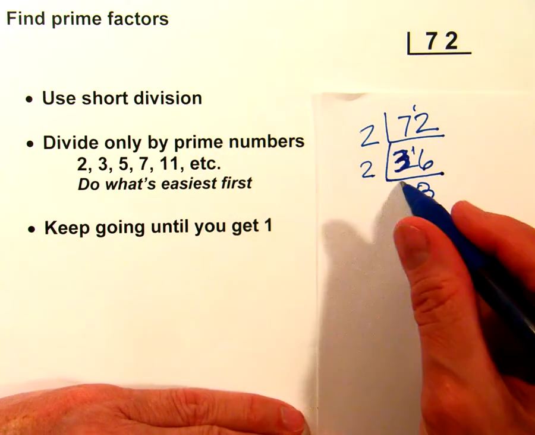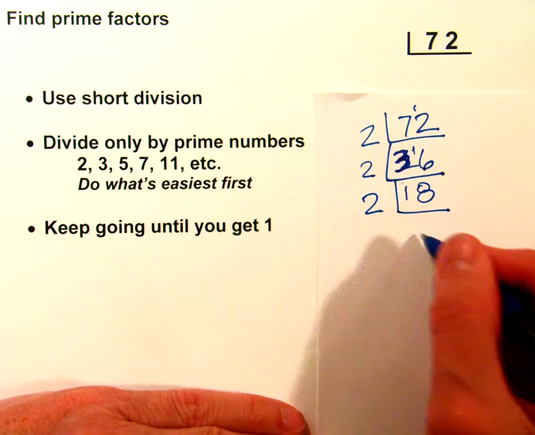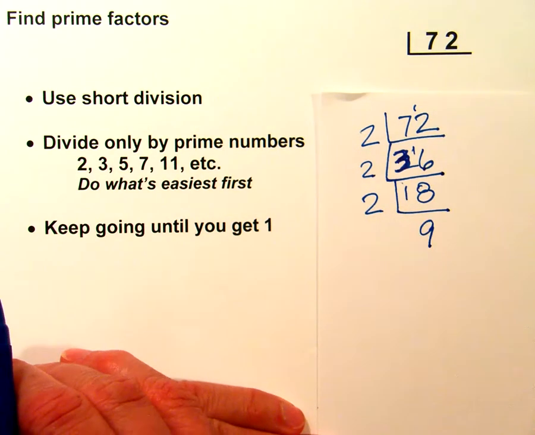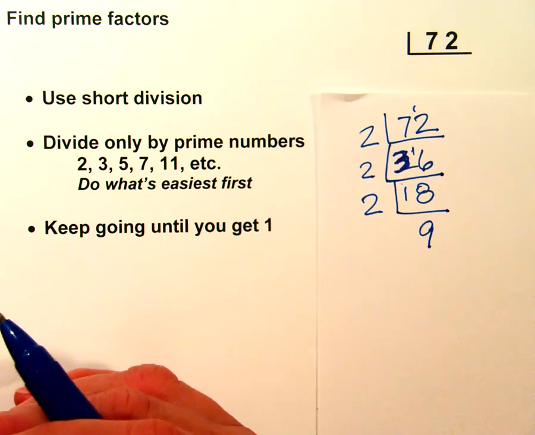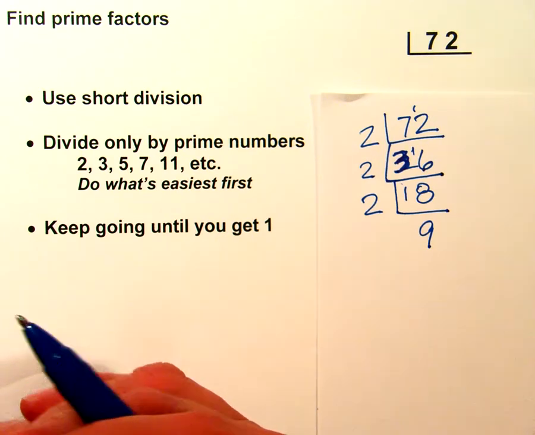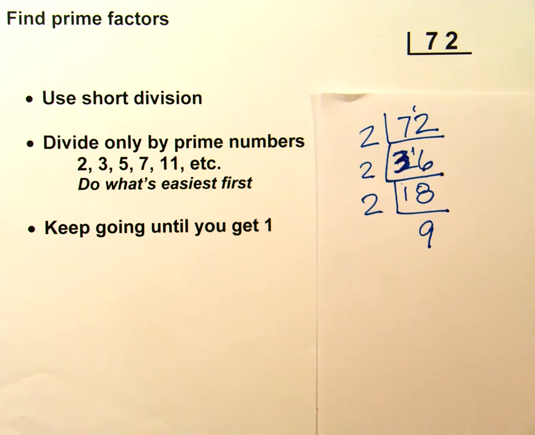Look, 18 is still even. I'm going to divide by 2 again. Okay, now it's odd. It'll divide by 3. 3 times 3 is 9. Reminder, how do you know if a number will divide by 3? You add up the digits. That's that funny little rule.